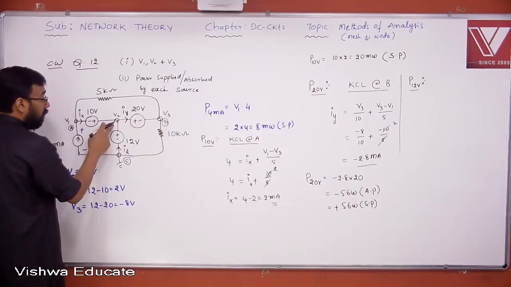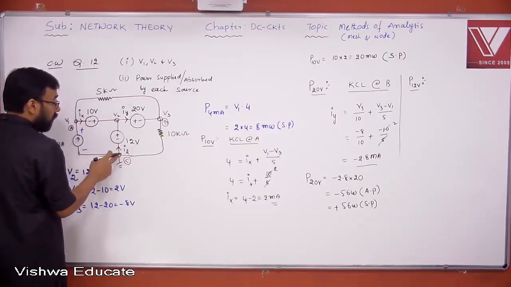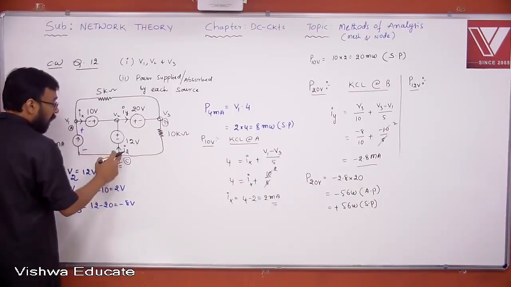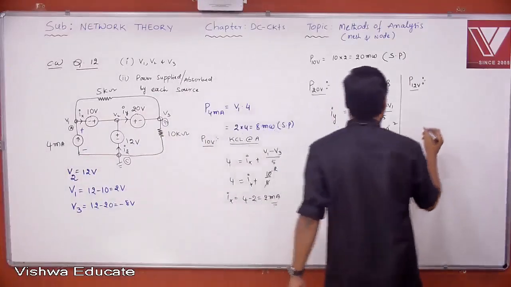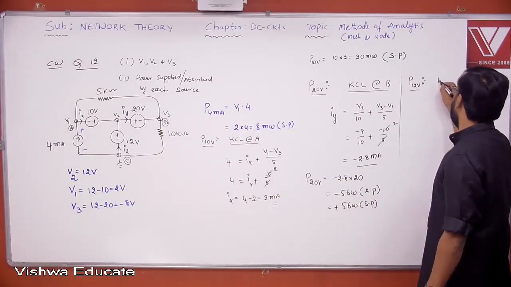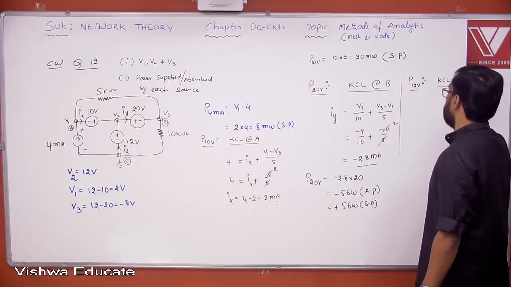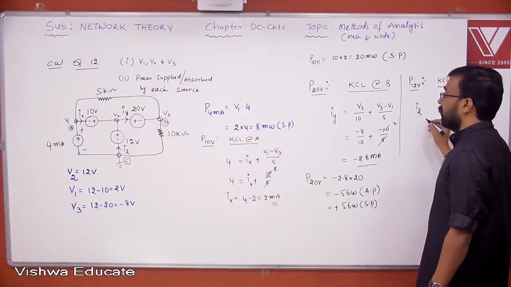I can apply here, but if I do not know Ix, Iy, I cannot apply here. But I can apply here without knowing Ix, Iy, because I know the current here, V3 by 10, right? So therefore, what is the current actually here? KCL at node C. Then what is actually Iz? Iz is the leaving current, yes or no?